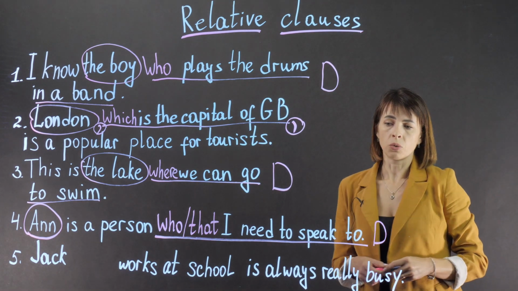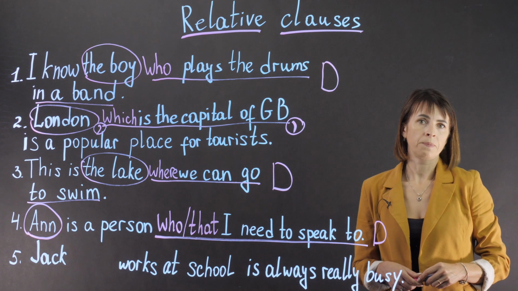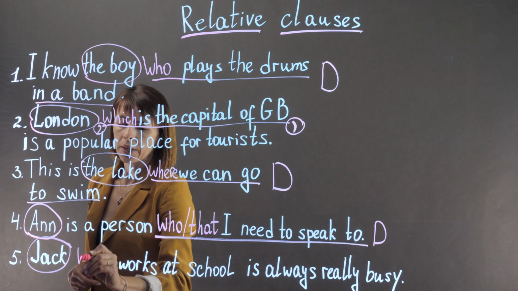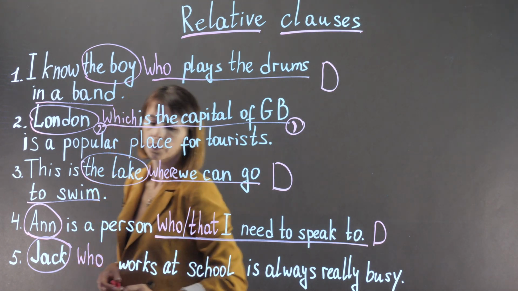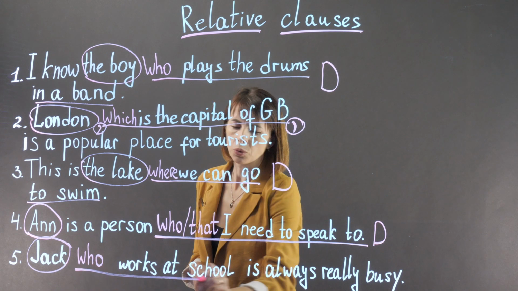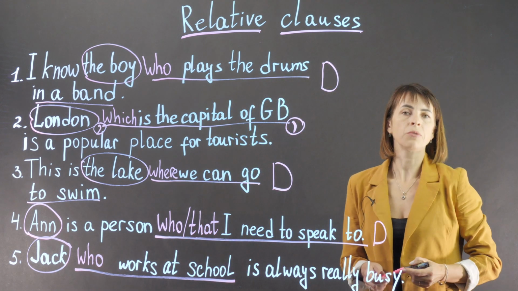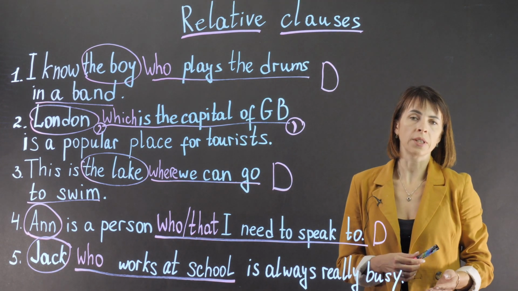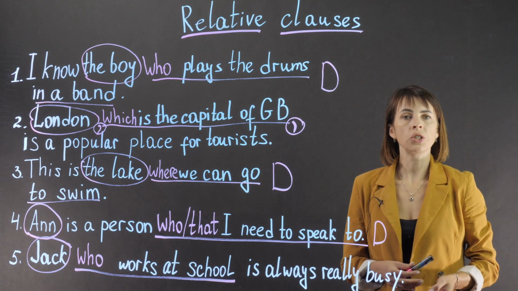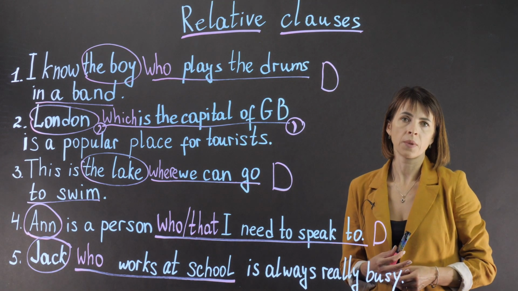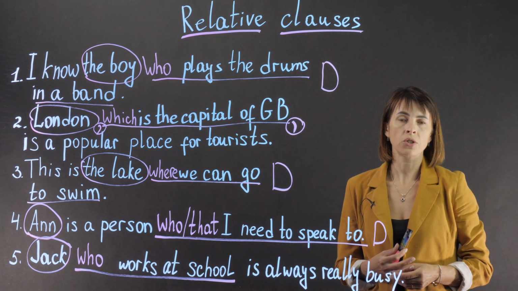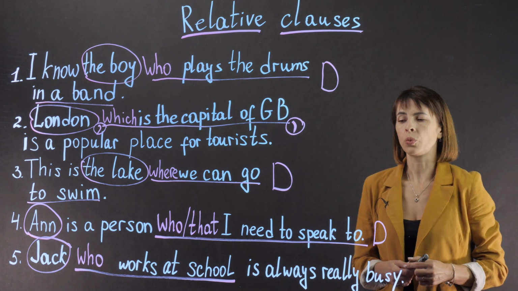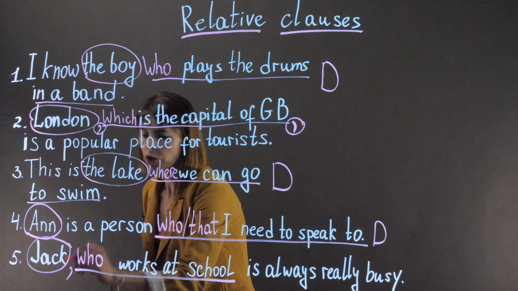Jack works at school, is always really busy. We speak about Jack, so we should use relative pronoun who. Who works at school? It's a relative clause. Is it essential or non-essential information? Це обов'язкова чи необов'язкова інформація? It's non-essential information. It's extra information. So, it's non-defining clause and we should put commas in such a sentence.